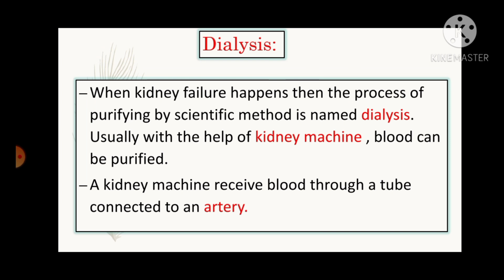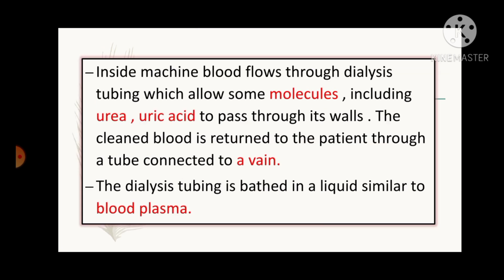Dialysis. When kidney failure happens, then the process of purifying by scientific method is named dialysis. Usually with the help of a kidney machine, blood can be purified. A kidney machine receives blood through a tube connected to an artery. Inside the machine, blood flows through dialysis tubing, which allows some molecules, including urea and uric acid, to pass through its walls. The cleaned blood is returned to the patient through a tube connected to a vein.